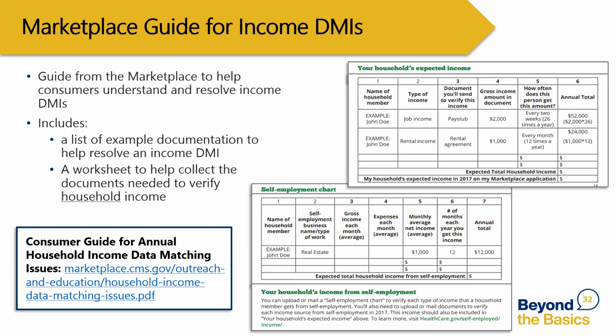So as I mentioned, the marketplace does have some good resources on how to resolve income DMIs. And they have an example of documentation and also a worksheet to help collect the documents that are needed to verify household income. So you can see examples there. They have, as sort of a general, your household's expected income, but then they have even a self-employment chart to help people who are less sure about their income, try to break it down in a few different ways. Next slide.